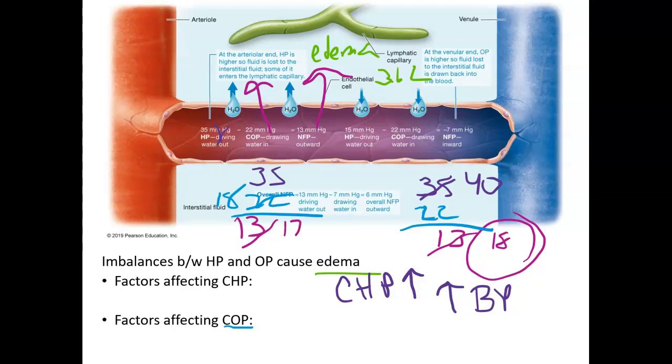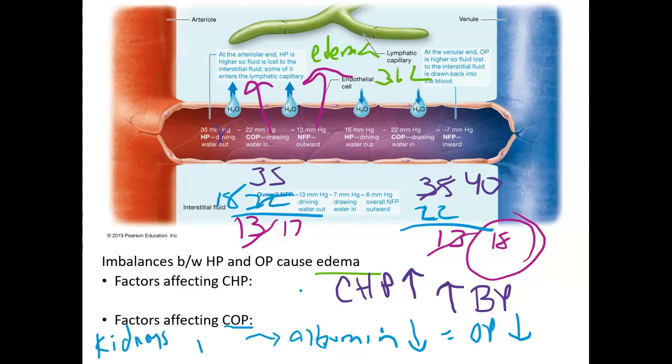Now remember that my osmotic pressure was most dependent on albumin. And I had mentioned a few minutes ago 2 of the main issues that could happen with albumin. Remember, we shouldn't lose it. It should always be in the blood. Well, there's a couple organs that if they're diseased can actually cause my albumin level to fall, which would then decrease my osmotic pressure. Do you remember what they were? They were the kidneys and the liver.